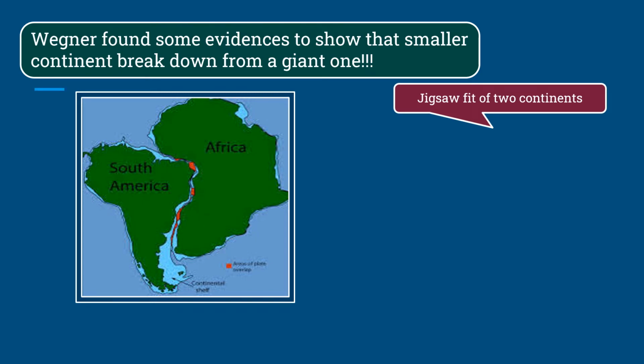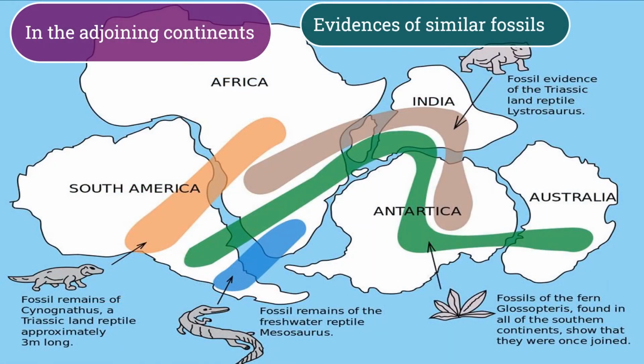It means once they were joined together, so there must be a force which broke them and is letting them drift away from each other. The next evidence he proposed was that similar types of fossils were found in continents which might have been joined before. So it's like South America joined to Africa. Similarly, Antarctica, India, and Australia were all a single piece, a single continent.